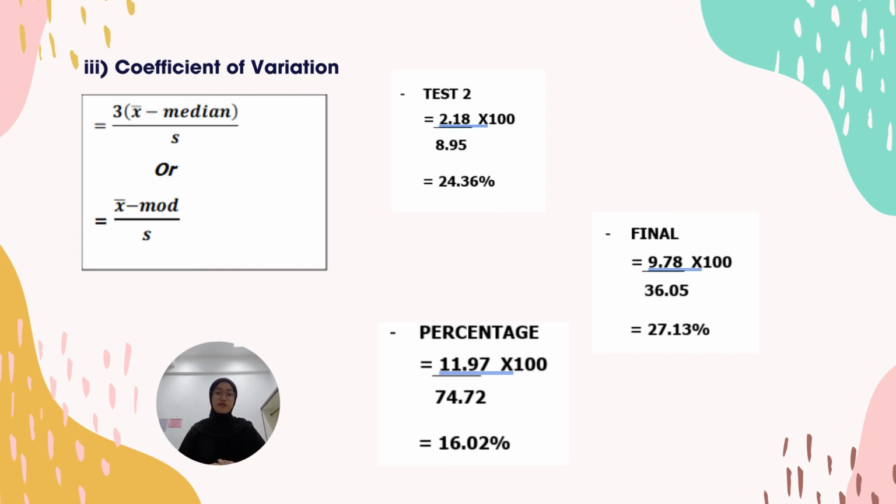So the formula for finding COV is standard deviation divided by mean times 100%. So for test 2, the answer for coefficient of variation that we obtain is 24.36%. And for the final, the answer for COV is 27.13%. For percentage, the answer of COV that we got is 16.02%.